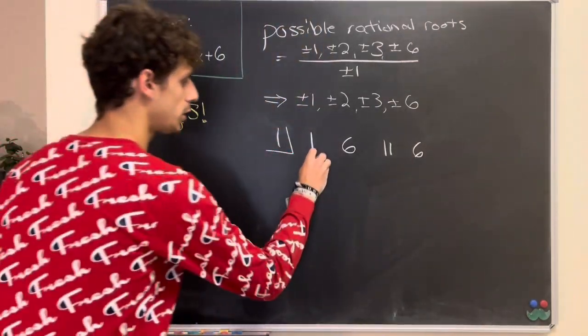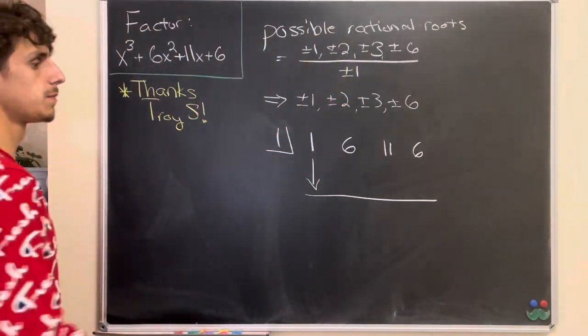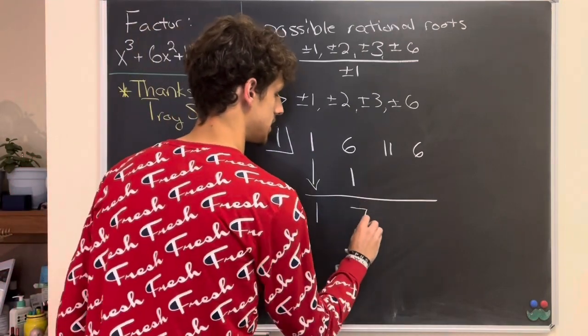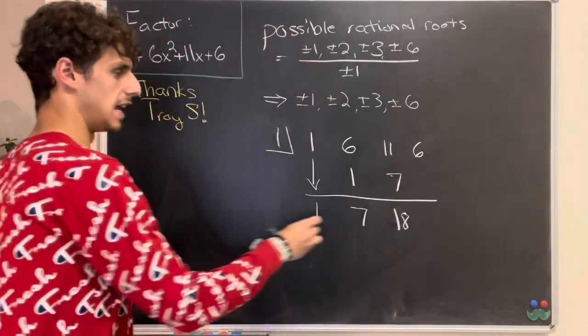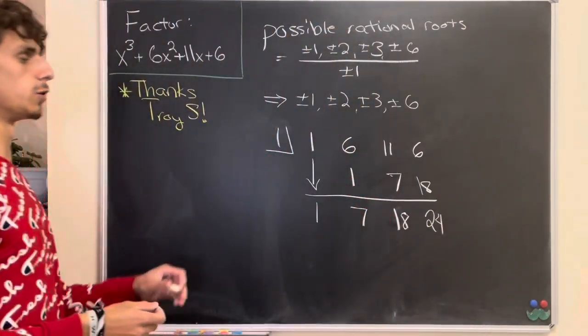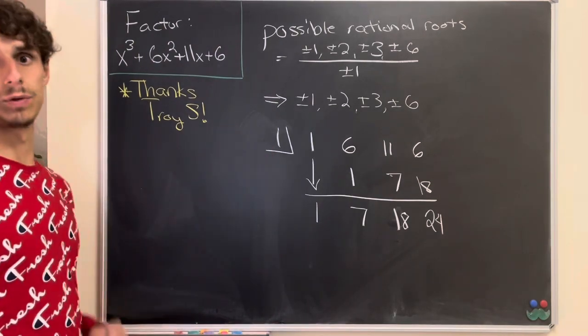And I could pretty quickly see just by looking at this that 1's not going to be a root, because we'll get 1 times 1 is 1, 6 plus 1 is 7, 7 times 1 is 7, plus 11 is 18, 18 times 1 is 18, plus 6 is 24, which is not 0, which means that this 1 is not a root. So let's change this to negative 1, and then we'll test this again.